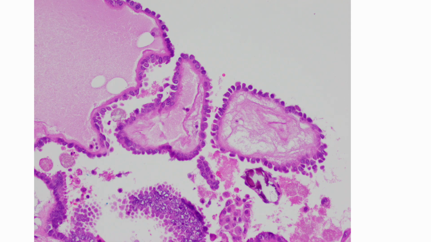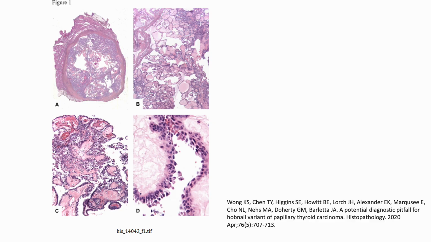The tumor cells have scant cytoplasm. No mitosis is appreciated. If we do Ki67, the labeling index would be less than 5%. Here is a better picture from the article published in Histopathology in 2020. In Figure A, we see the tumor is an encapsulated tumor with cystic change. In Figure B, we can see some papillae are edematous and others are fibrotic.